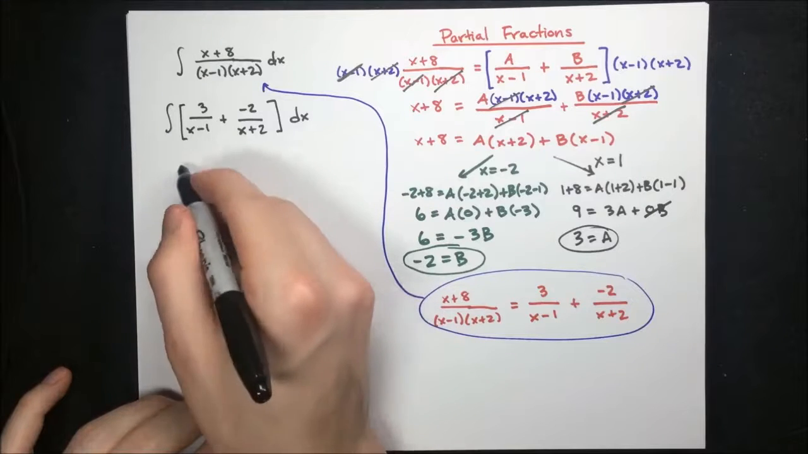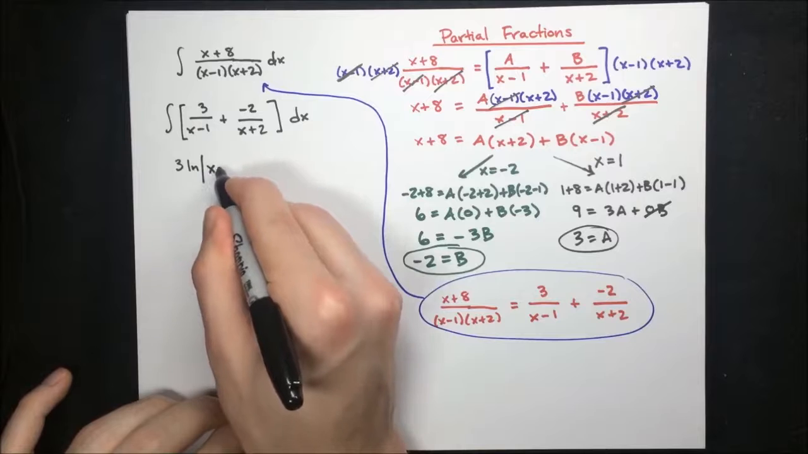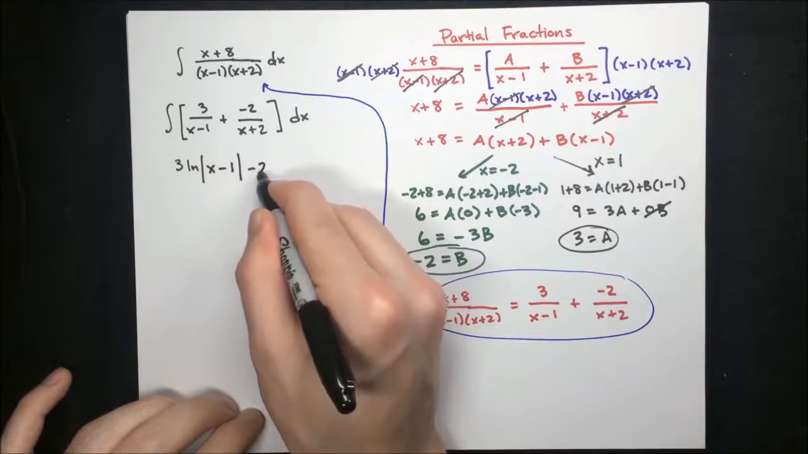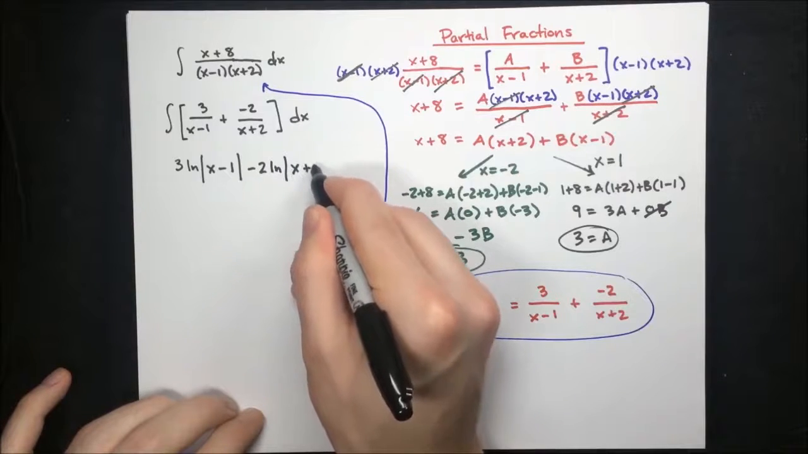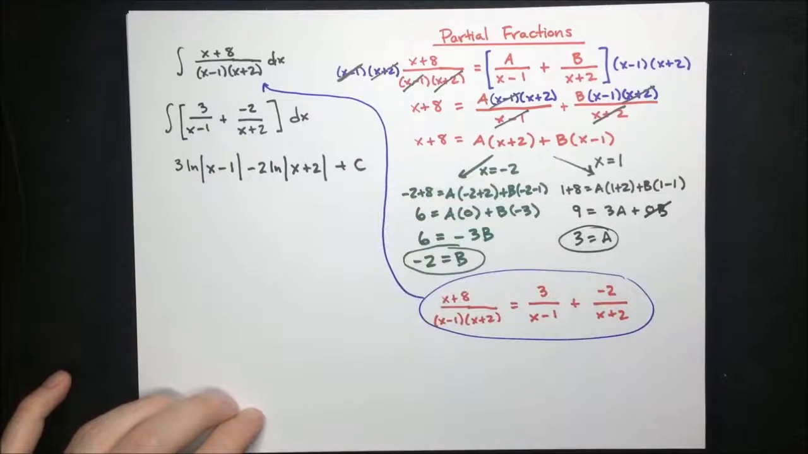This first thing is just 3 times the natural log of x minus 1. And then the second thing, factor out that minus 2, and then natural log of x plus 2. And of course, plus our constant of integration. Now, at this point, we can be done. We can just leave our answer like that if we want, but we can also simplify it a bit. That might be a nice thing to do, write it nice and pretty.